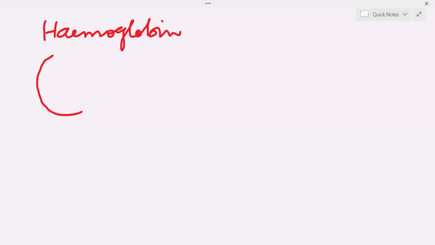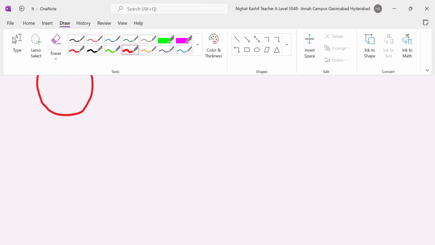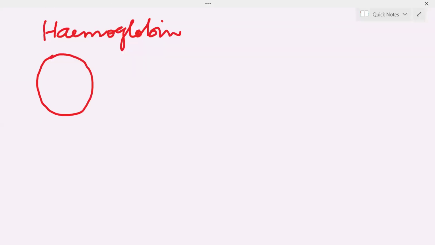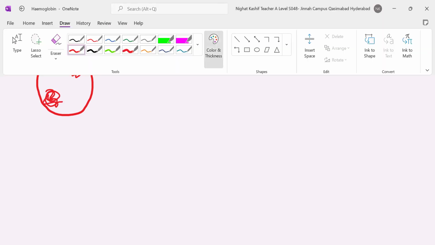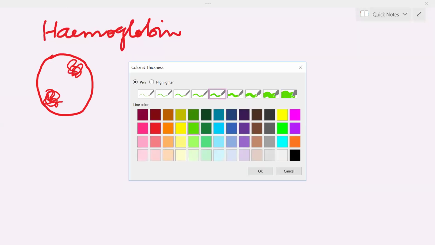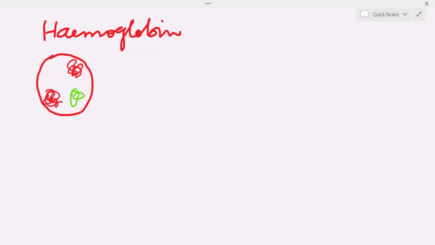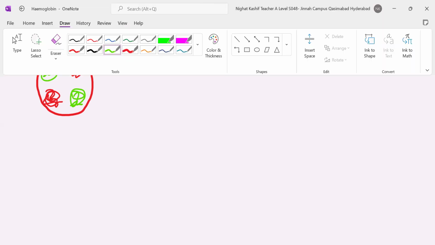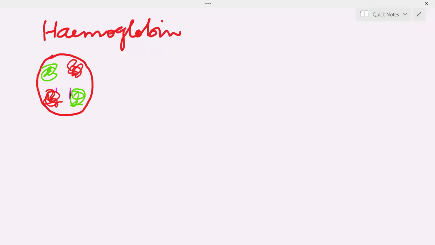Now, what is hemoglobin? Inside the red blood cell, there are two polypeptide chains, 2 alpha. Altogether they are 4. I am making here 2 alpha and 2 beta. These chains also contain a heme group inside, attached with them internally.